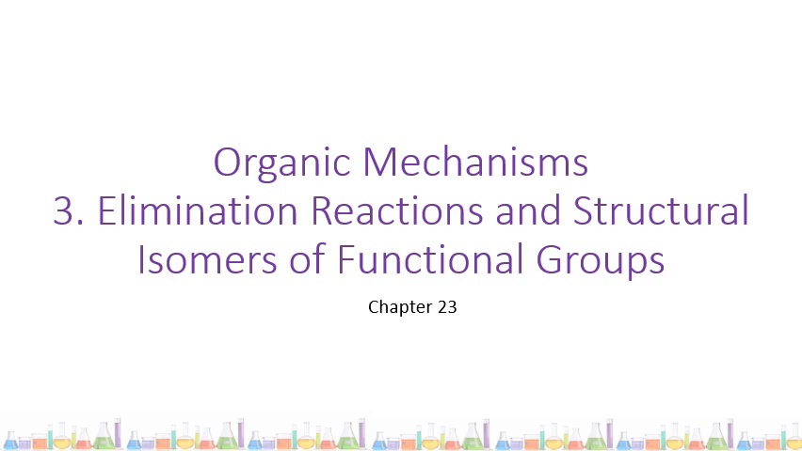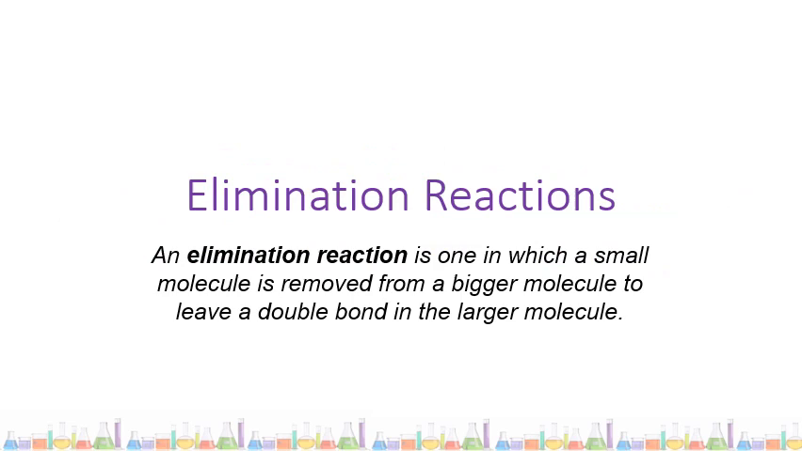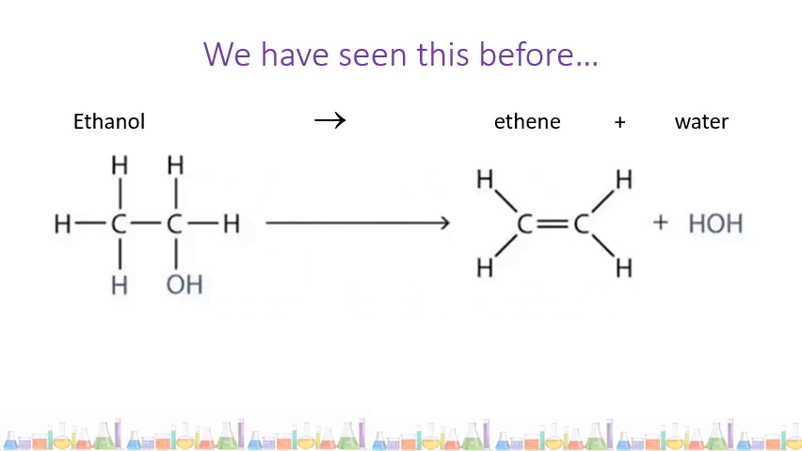In this video, we're going to look at Chapter 23, Elimination Reactions, as well as just a few small notes on structural isomers of functional groups. Elimination reactions are reactions in which a small molecule is removed from a bigger molecule, leaving a double bond in the larger molecule. We have seen an example of this before in the preparation of ethene gas.